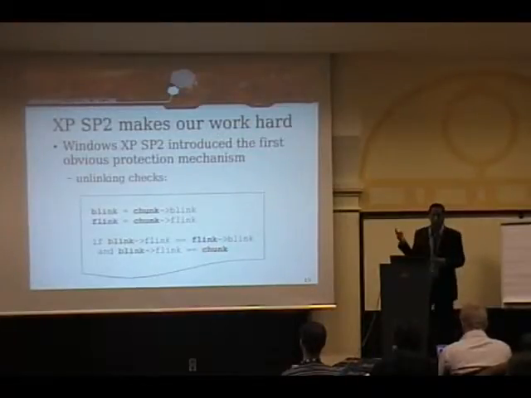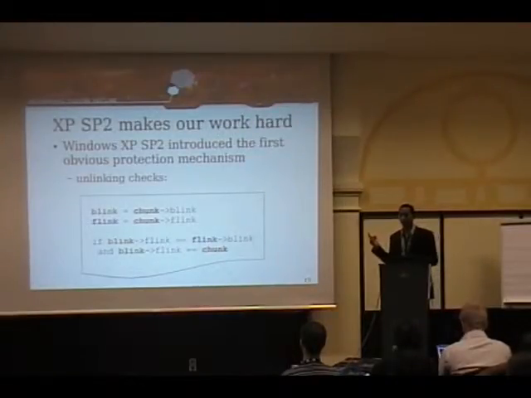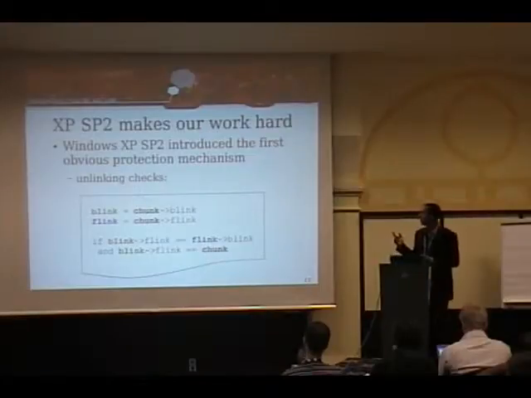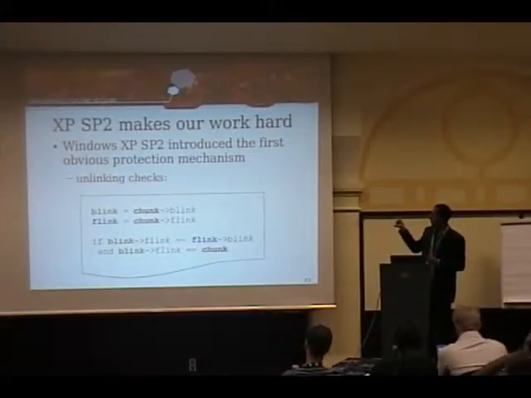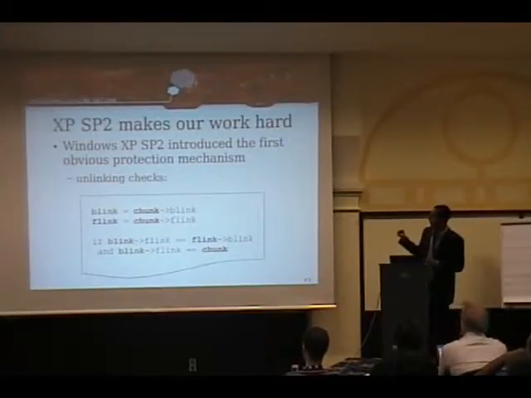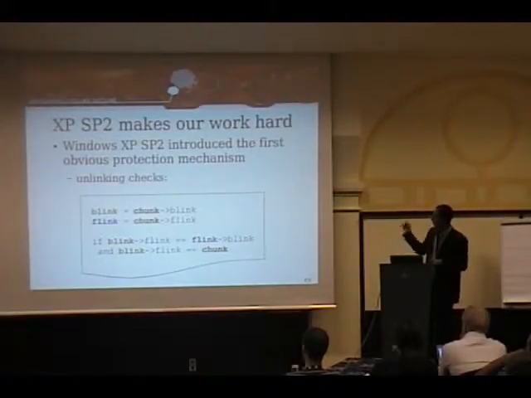XP Service Pack 2 was the first OS from Microsoft where they introduced this, to my knowledge. And you can see a little pseudocode here. B-link means backwards link, F-link means forwards link. In pseudocode, you can see the linked list getting unlinked, and they do a check to make sure that everything is copacetic before they proceed, which foils the write four.